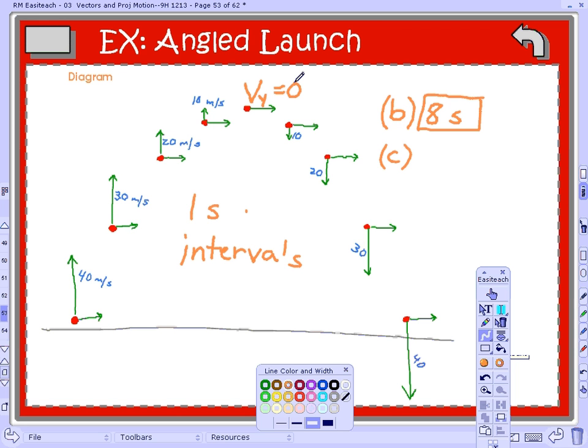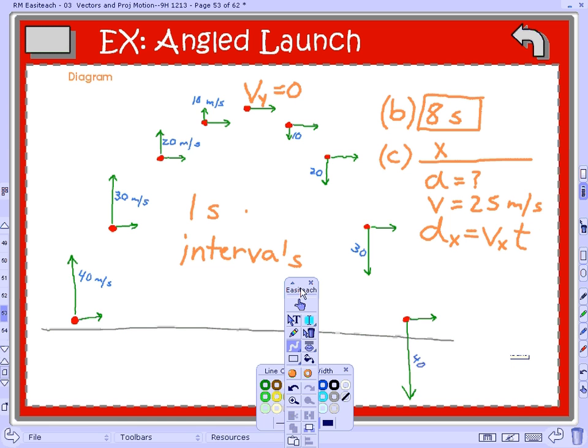Now for part C, if we're looking at the horizontal because it wants to know the range, we want to find d because d is the range. My velocity horizontally is 25 meters per second. And the only equation you ever use in the horizontal, and I'm writing it as dx equals vxt, you can think of it as d equals v average times time. It's just distance equals rate times time because it's constant velocity. So the d is just equal to the 25 meters per second times the total amount of time that it's spent.